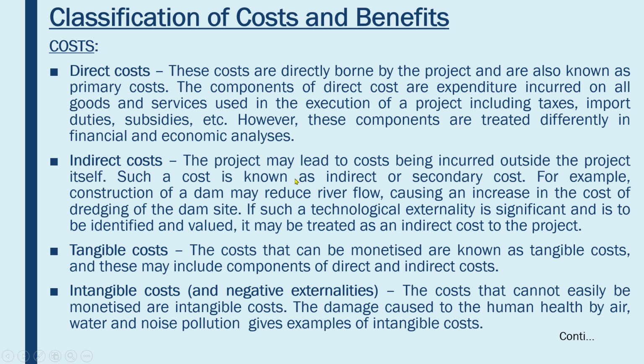Indirect costs: the project may lead to costs or benefits incurred outside the project itself. Such a cost is known as indirect or secondary cost. For example, construction of a dam may reduce river flow, causing an increase in the cost of dredging at the dam site. If such a technological externality is significant and can be identified and valued, it may be treated as an indirect cost to the project.